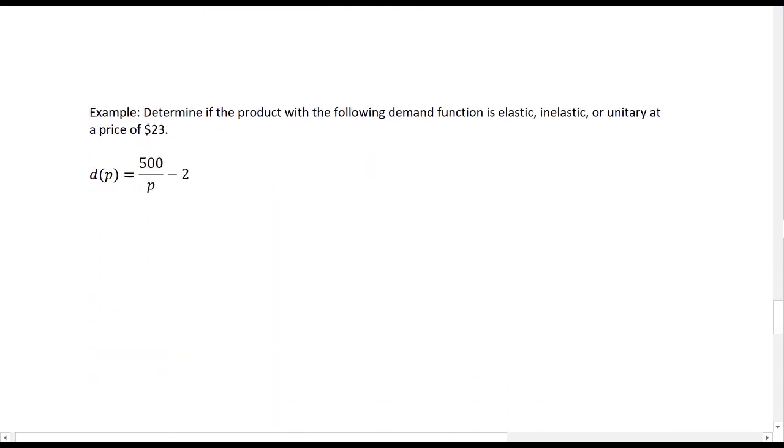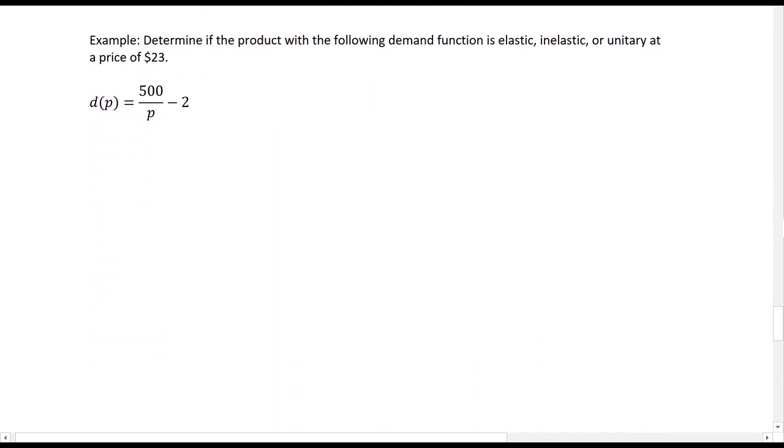All right, sorry for the length of this video, but let's keep it moving. One more example here. Determine if the product with the following demand function is elastic, inelastic, or unitary at a price of $23. Okay. Here we go. So just to recap, the point elasticity formula is a negative P times the derivative of our demand over the original demand.